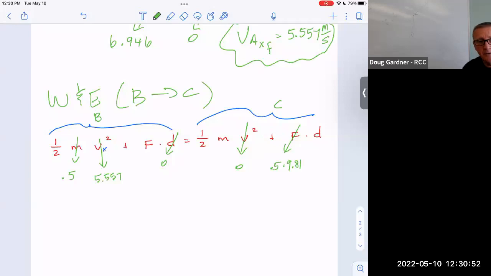squared. I was about to forget the squared, and then dividing by 9.8. 5.557 squared, 30 divided by 9.81, 3.147. No, because you forgot the half. Forgot the half. Yep, good job. So I got that 30 times a half, then divide by 9.81. I got 1.57. Yep.